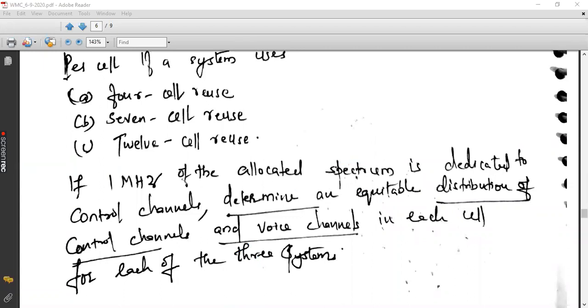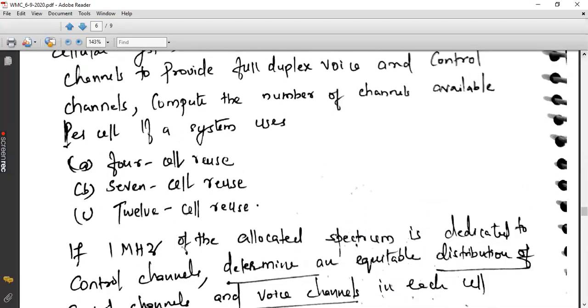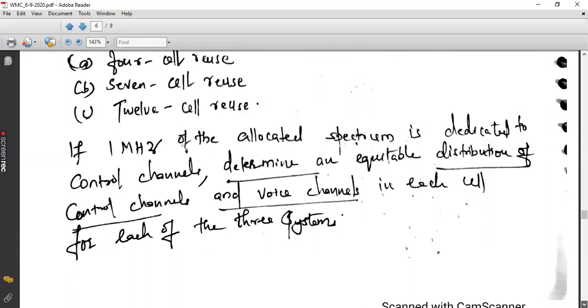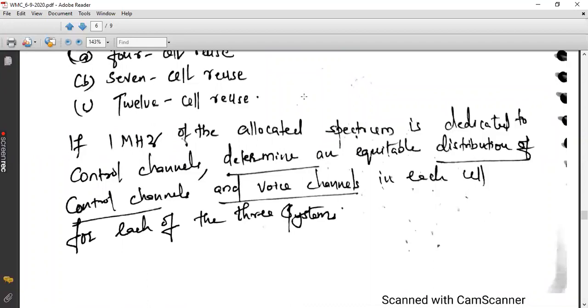So in the first part of the question, we are going to find the total number of channels associated with each cell. After finding the total number of channels, we need to distribute those available channels among voice and control, because out of the total available channels, a few will act as control channels and a few will act as voice channels. So we need to distribute the total channels as control channels and voice channels in each cell for all the three systems. That we need to find.